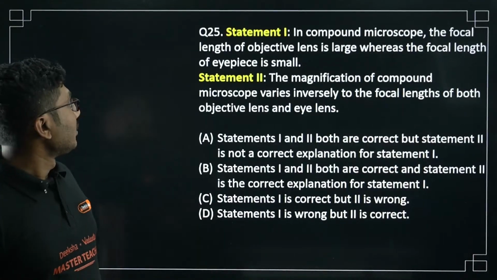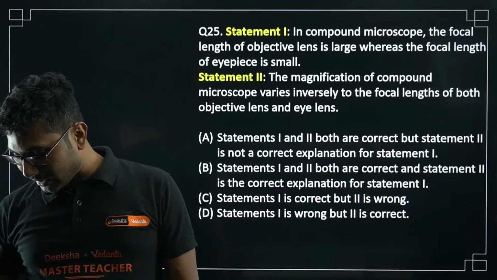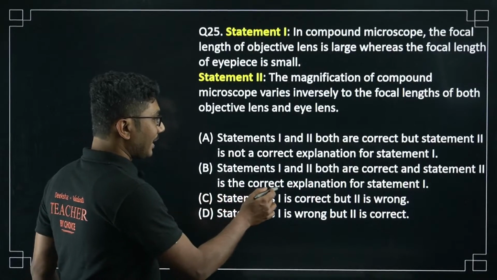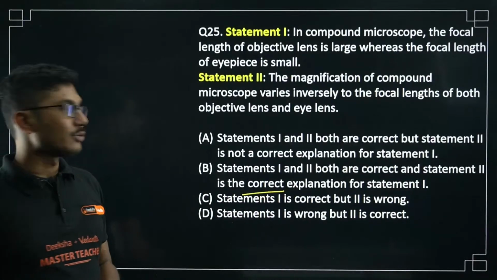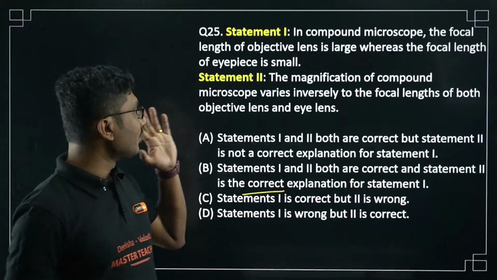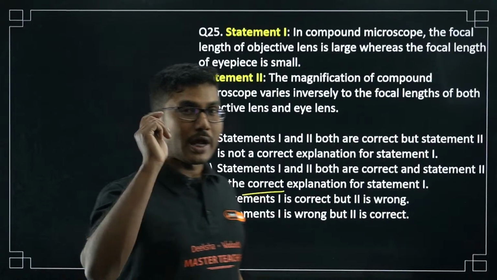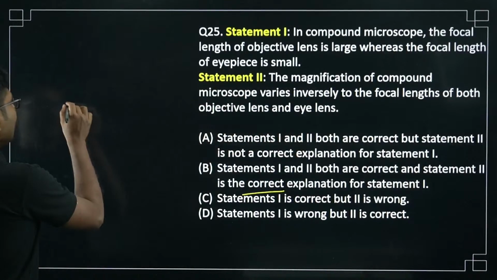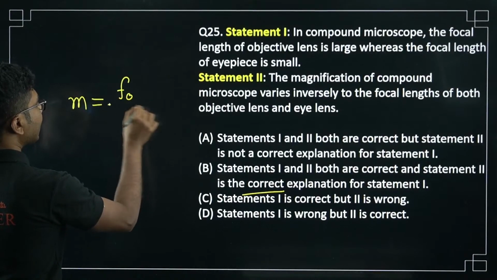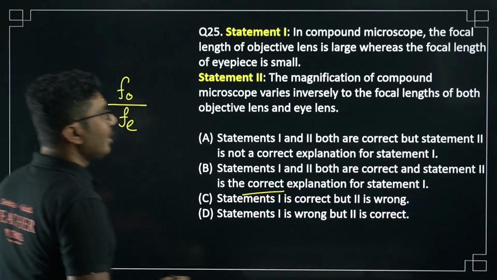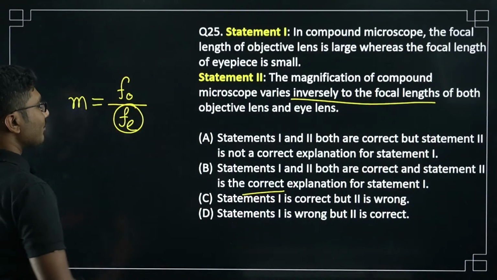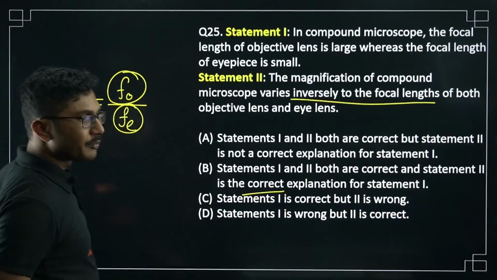Okay. 25, Uday, 24B was correct. Now Navyasri is saying 25B. Navyasri, remember, both the statements should be correct and statement 2 should be the correct explanation, then only you should answer B. So what is the magnification of compound microscope? I gave you the formula for that. It is focal length of objective by focal length of eyepiece. So is it inversely proportional to both the focal lengths? It is only inversely proportional to the eyepiece focal length, but it is directly proportional to the objective focal length.